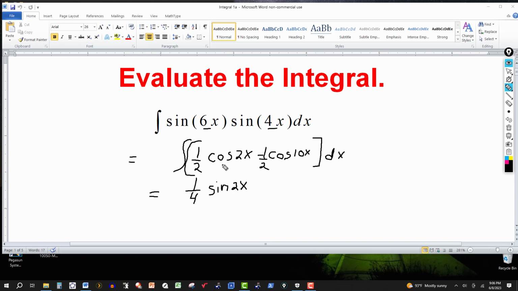And you can check it here as we go. The derivative of sine is cosine. Derivative of 2x is 2 times the 1/4. It gives me the 1/2, so it checks there.